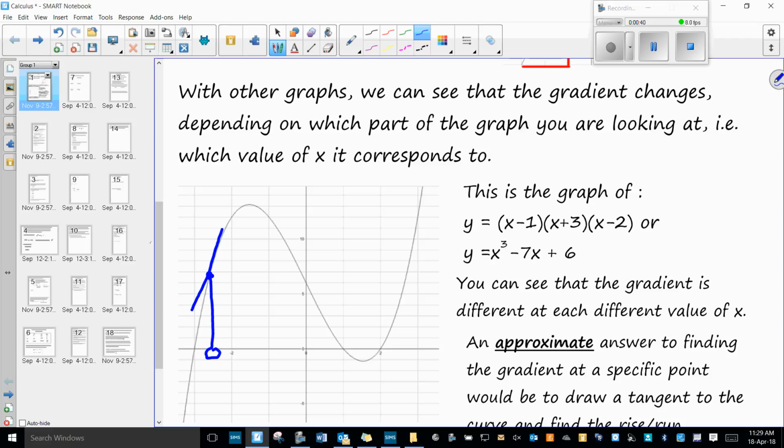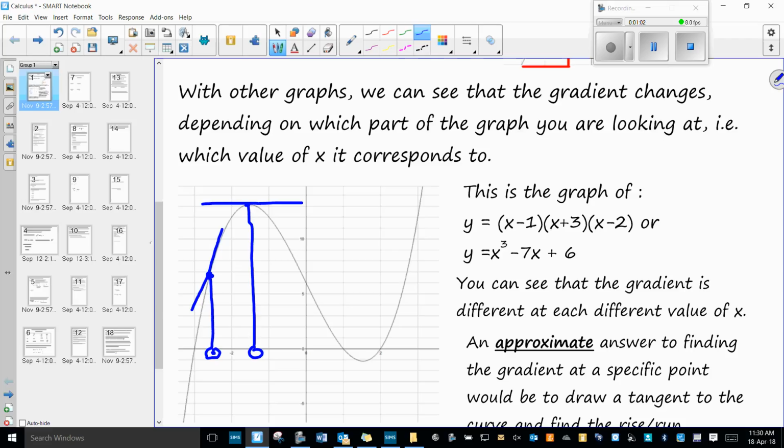But if we were to look at this point on the graph, we're now looking at this new value of x. Tell me something about the gradient here. Again, we would draw a tangent. What does my tangent look like? Straight line. What kind of line? Horizontal. What does that tell us about the gradient at this point? 0. Okay, so this would be a 0 gradient.